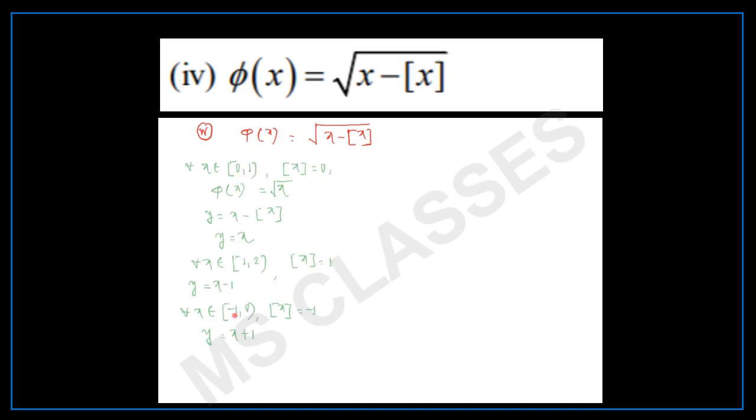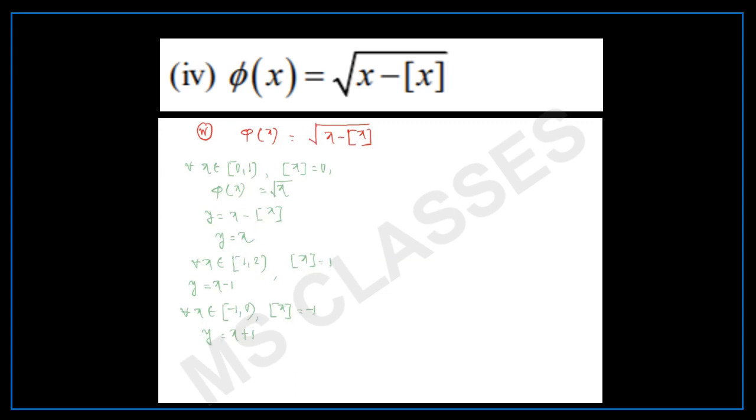Next, this one. If you put x equal to minus 1, then y is 0. But we are not putting 0 exactly. It is less than 0, so y is less than 1. So what we understand is that y equal to x minus box x, this part, is lying between 0 and 1.